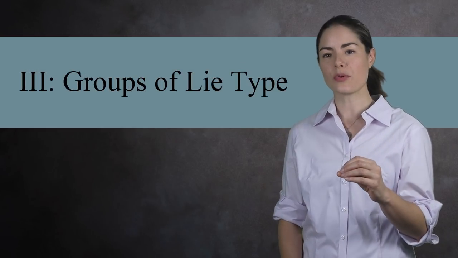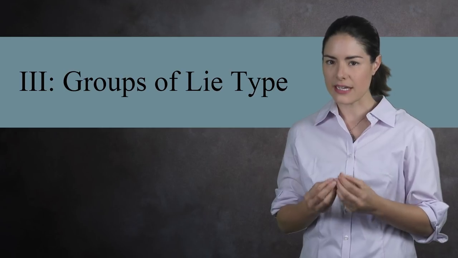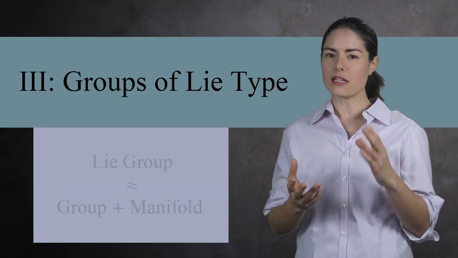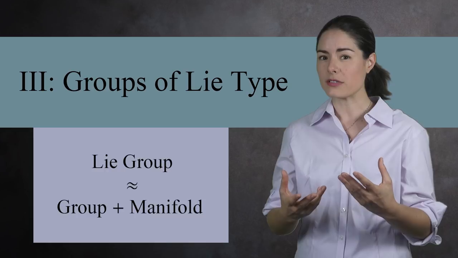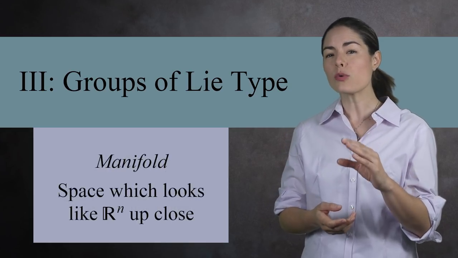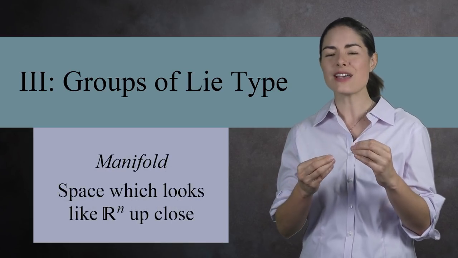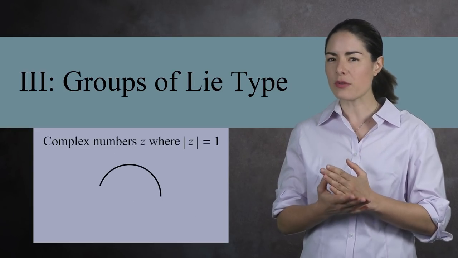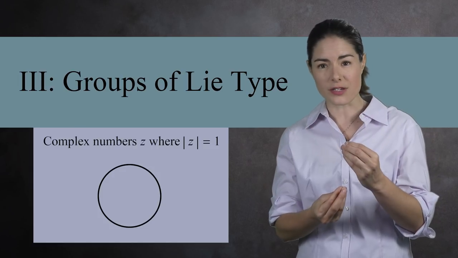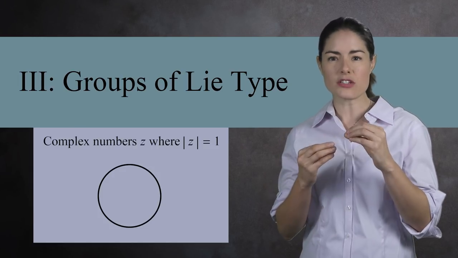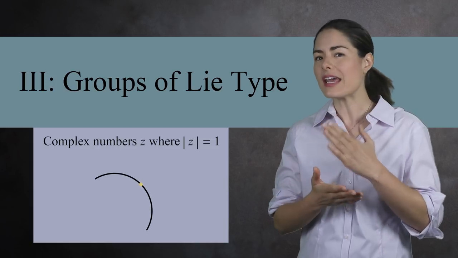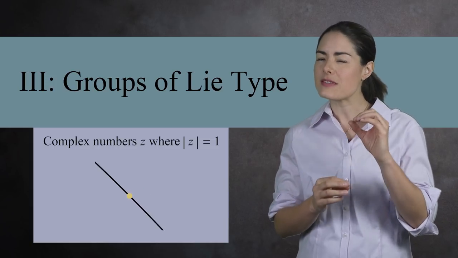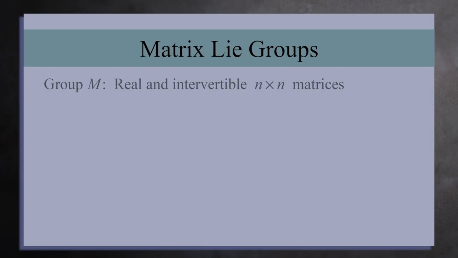The third set of simple groups ventures into more advanced territory, Lie groups. Loosely speaking, a Lie group is a group that's also a manifold. Recall that a manifold is a space which locally looks like regular n-dimensional space, but globally can look very different. For example, the complex numbers of absolute value 1 form a group under multiplication, and it's a circle, which is a one-dimensional manifold. If you zoom in on any point, its neighborhood appears to be a snippet of a straight line.